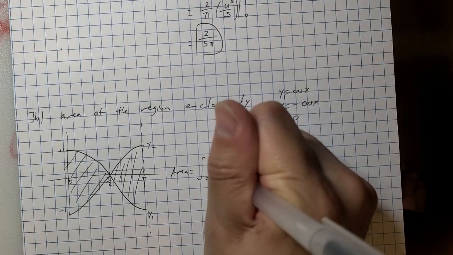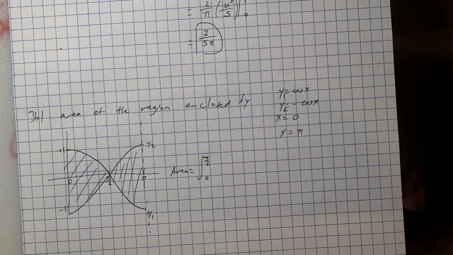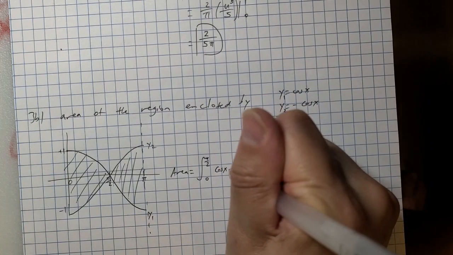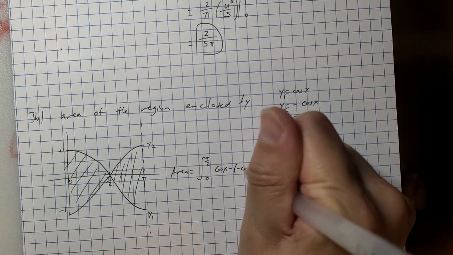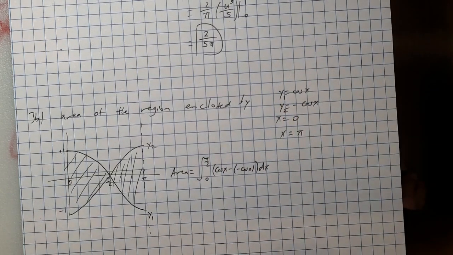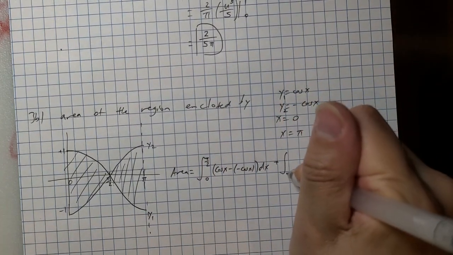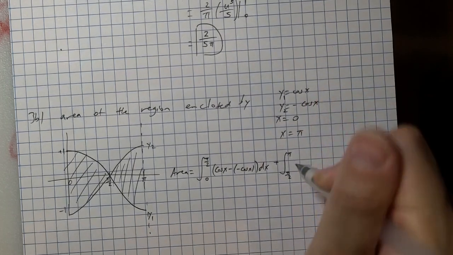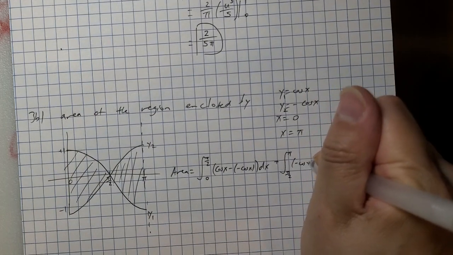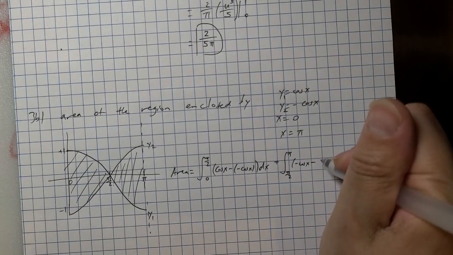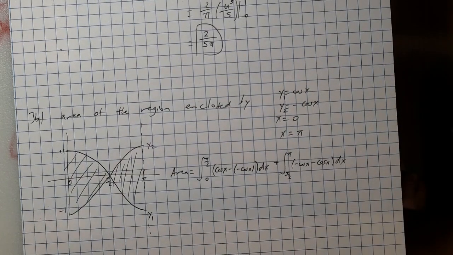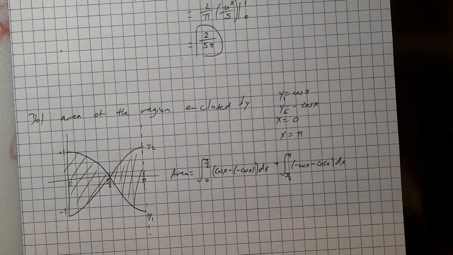Integral from 0 to pi over 2. Upper curve, we said, was y1. That's cosine x, minus lower curve, that's minus cosine x, dx, plus integral from pi over 2 to pi. The upper curve here is y2, that is minus cosine x, and then minus the lower curve, which is y1, is just cosine x dx.